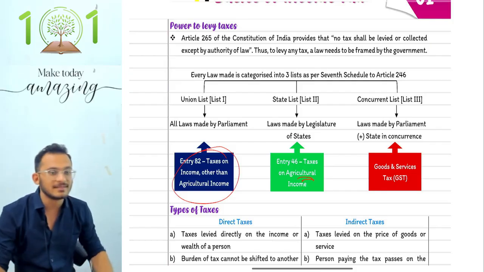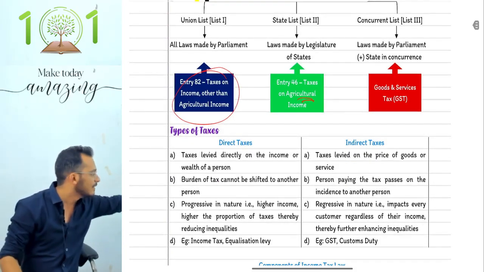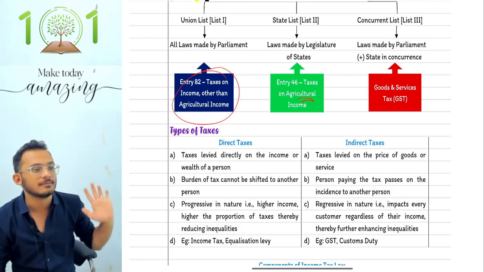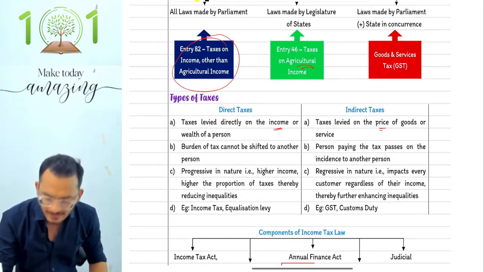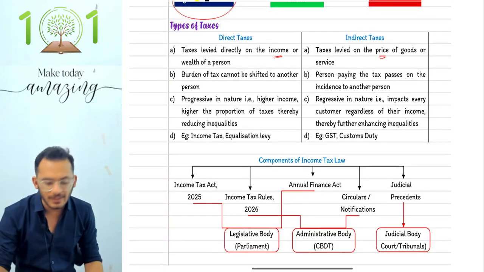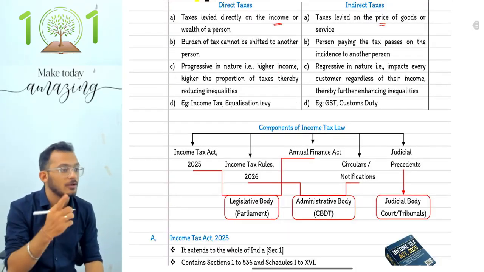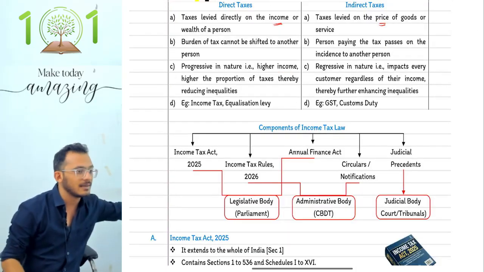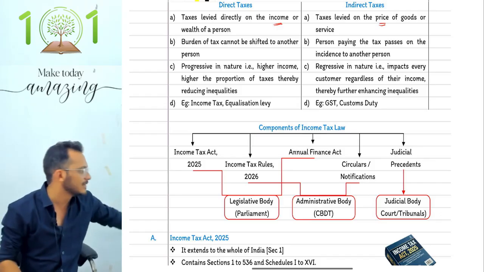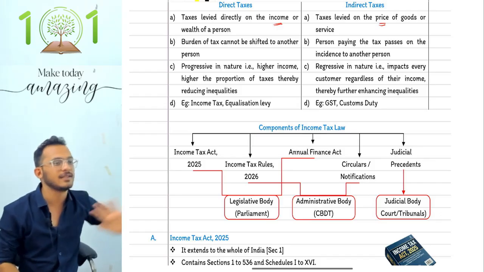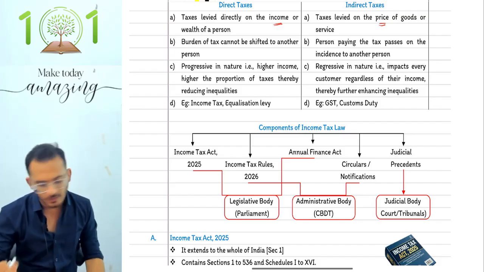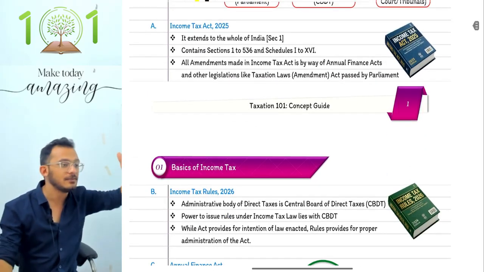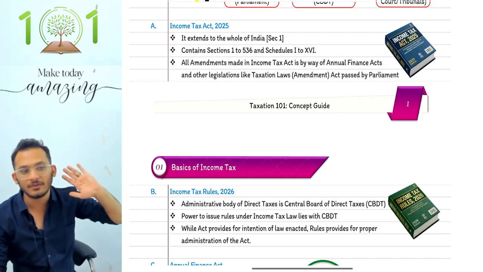We then discussed the difference between direct tax and indirect tax: income and expenses. Then we discussed that law is bigger than an act, and law has five things: act, rules, circulars, notifications, case laws. Act goes with the legislative body, rules, circulars and notifications with the administrative body, and judicials are case laws. Income tax has 536 sections, 535 effectively.